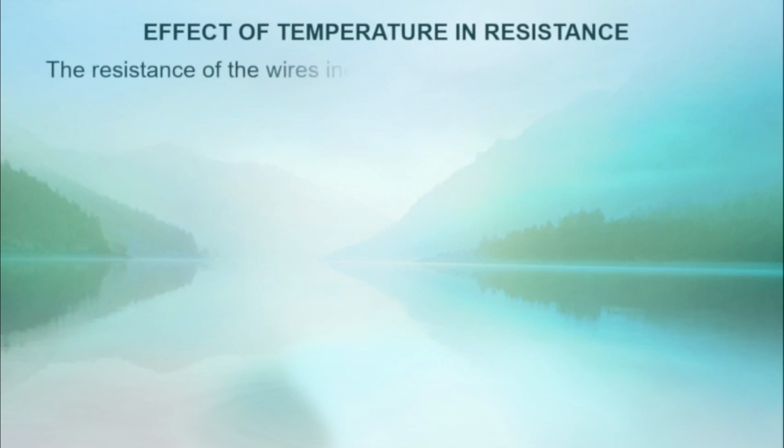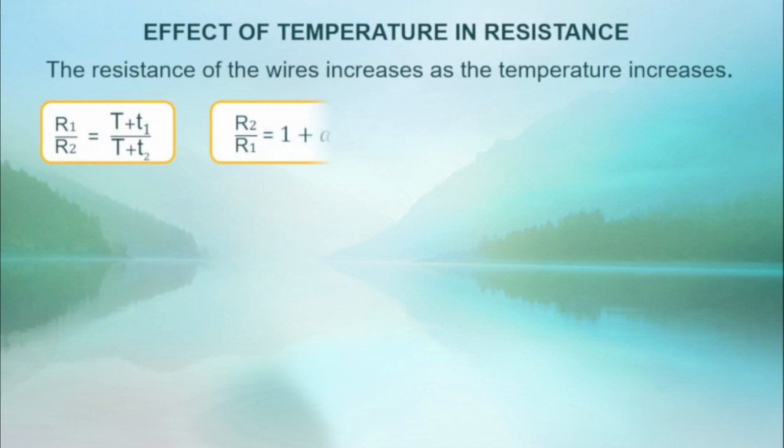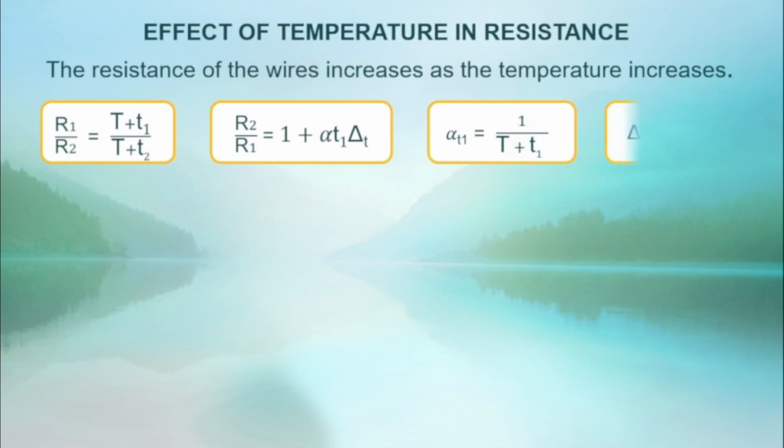Effect of temperature in resistance. The resistance of the wires increases as the temperature increases. For the formula, R sub 1 over R sub 2 equals T plus T sub 1 over T plus T sub 2, or R sub 2 over R sub 1 equals 1 plus alpha T sub 1 times delta T, or alpha T sub 1 equals 1 divided by T plus T sub 1, or delta T equals T sub 2 minus T sub 1.